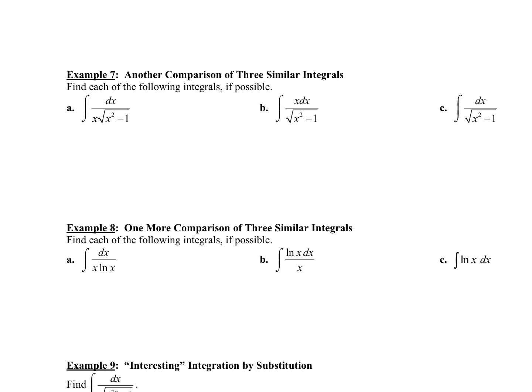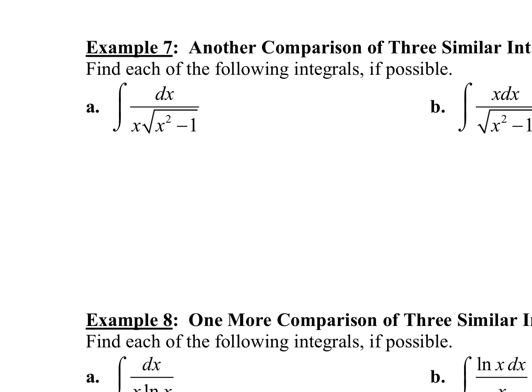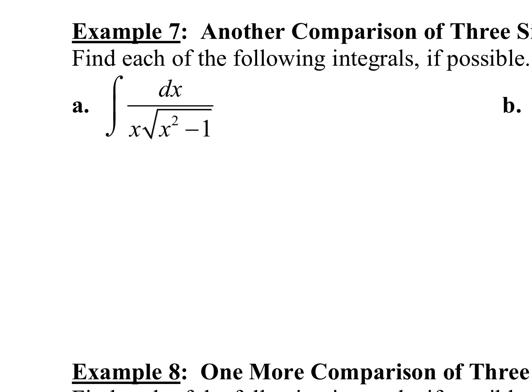Okay, so just like how we ended last class with example 6, there were 3 different very similar integrals but slightly different. This is the same thing. We have 3 slightly similar integrals, but they are also slightly different. So if I'm looking at the first one here, I've got dx over x times the square root of x squared minus 1.